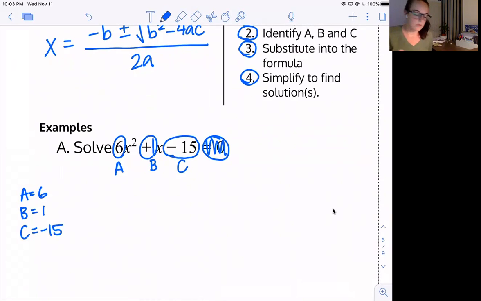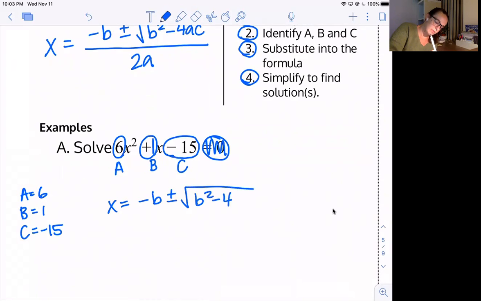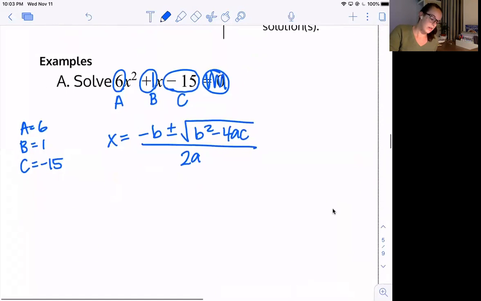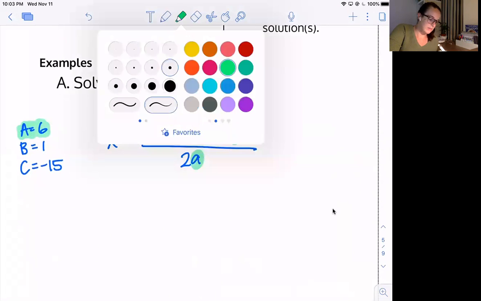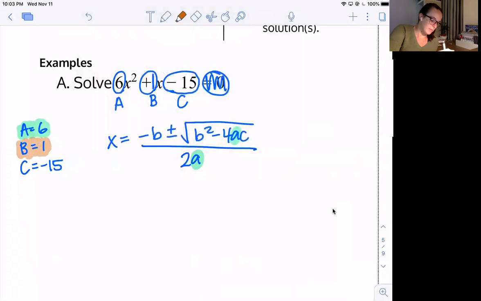So I'm going to go ahead and write down my equation. X equals negative b plus or minus the square root b squared minus 4ac all over 2a. The more times I write it, the more likely it is that I remember it. So I'm just going to go ahead and plug in. Anywhere that I see a, I'm going to put in a 6. Anywhere that I see b, I'm going to put in a 1. And anywhere that I see c, I'm going to put in negative 15.